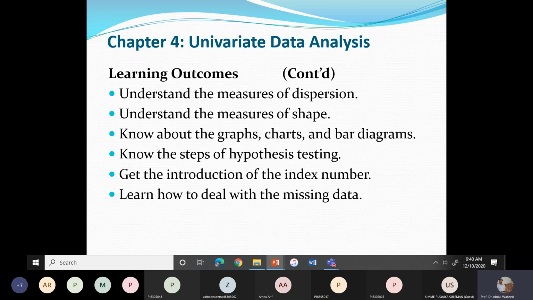And then you will also know how to draw graphs and charts and diagrams, okay, bar diagrams. And you will also learn the hypothesis testing, and you will get introduction of index number, and you will learn how to deal with the missing data. Okay, so these are the learning outcomes for this chapter.